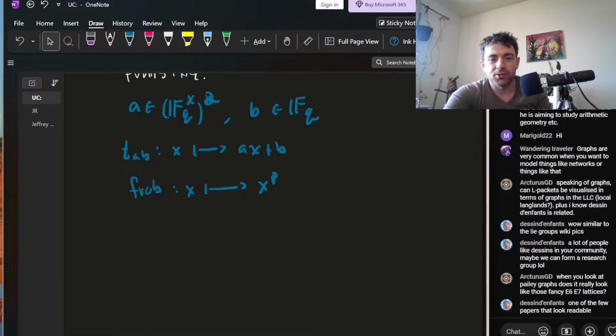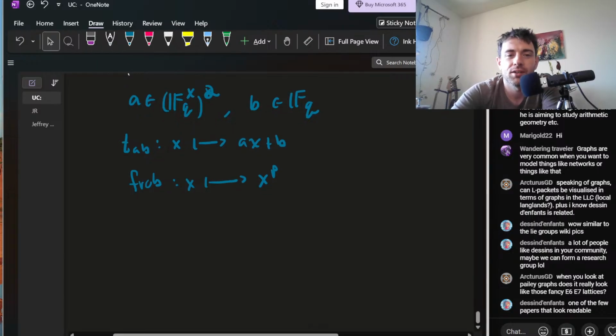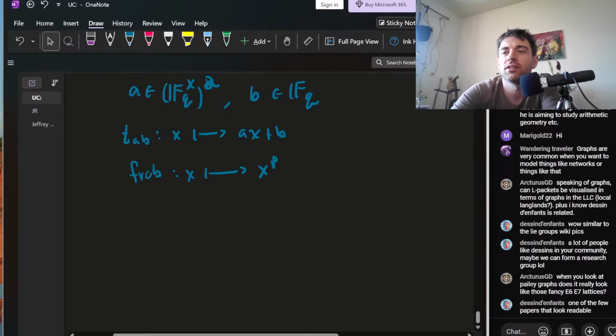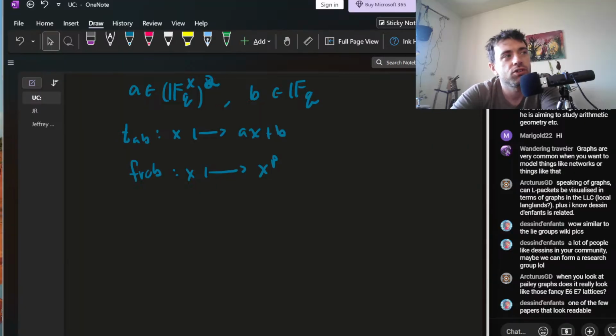One of the few papers that look readable. Yeah, I do want to read more about Descent at some point, but I also feel like there's a number of other reading groups that I should want to form that are maybe more directly relevant to things I need and want to do.